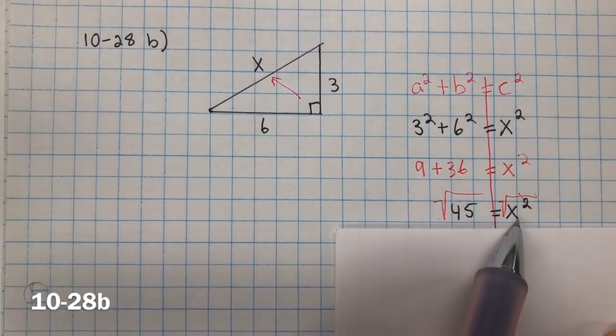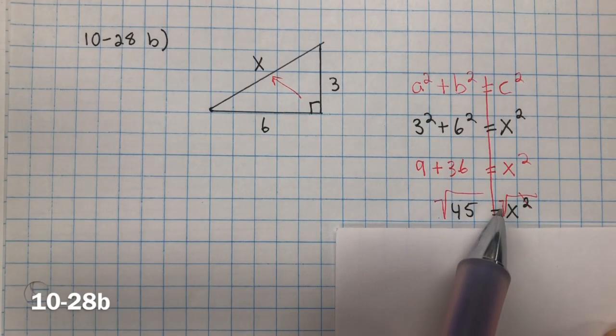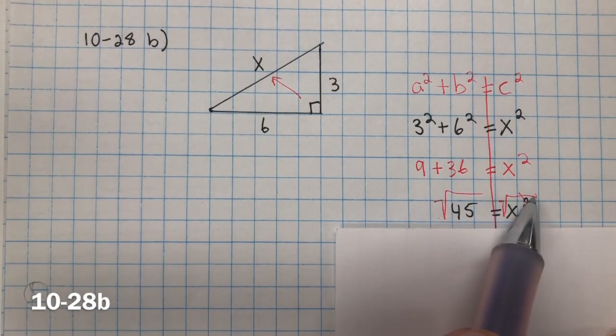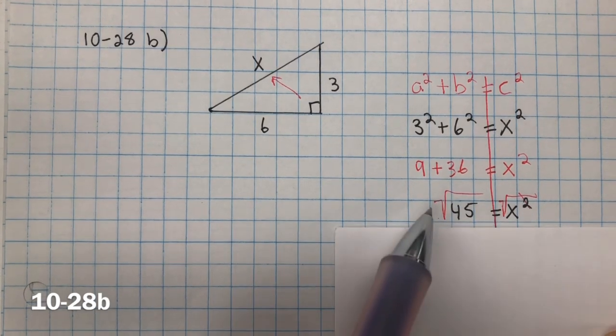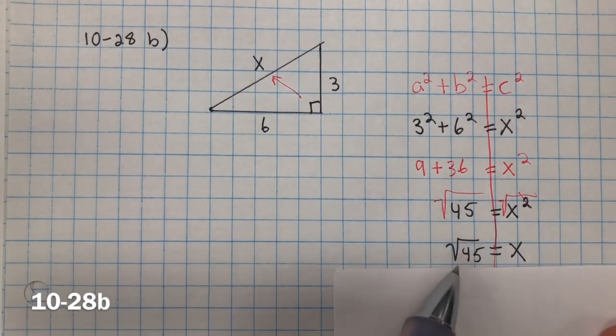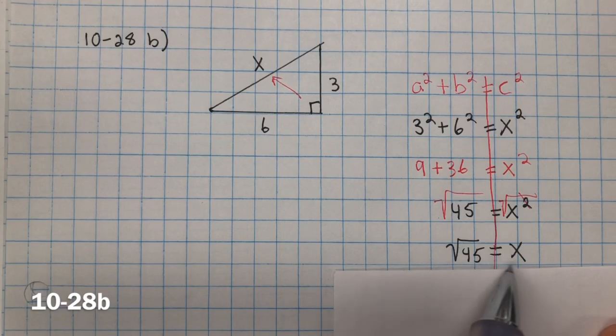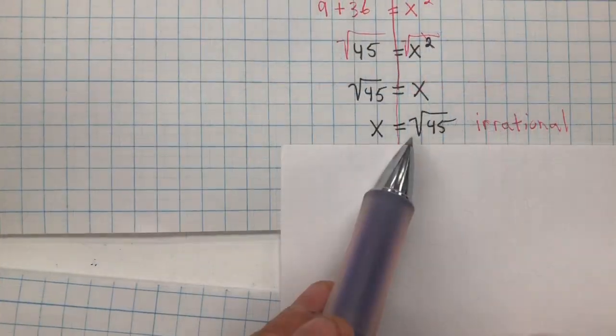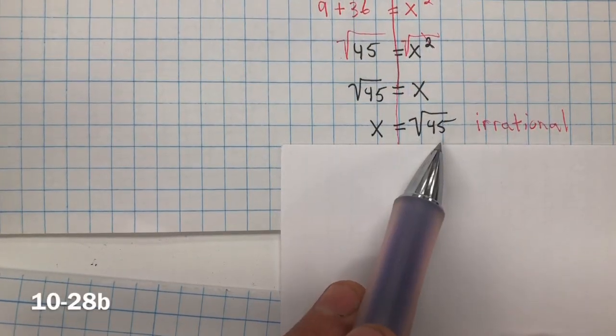Now, we don't want to know what x squared equals, so we take the inverse property of squaring, which is the square root. Those cancel out, inverse properties. What you do to one side, you do to the other. And so now we have square root of 45 equals x, or x equals the square root of 45.